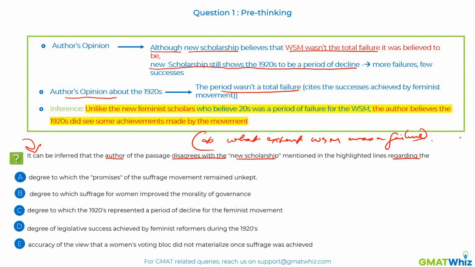See, Shalini, the question stem is asking you, author disagrees with the new scholarship over which point? And the point of disagreement is, the new scholarship believes that WSM did fail, 1920s was a period of decline. The author says the period wasn't a total failure because there were some successes that were achieved by the feminist movement. So that is what the author believes, that it wasn't a total failure. And the new feminist scholars believe it did fail.